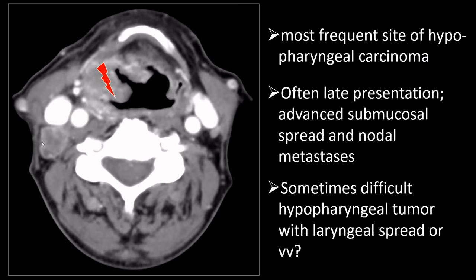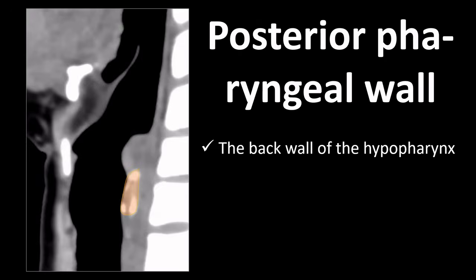And from a clinical point of view, or from a radiological point of view, in advanced cases, it can become quite difficult to make the distinction between a hypopharyngeal tumor that has spread into the larynx or a laryngeal tumor that has spread into the hypopharynx. I will talk more about that in a future presentation on staging of head and neck pharyngeal and laryngeal tumors.